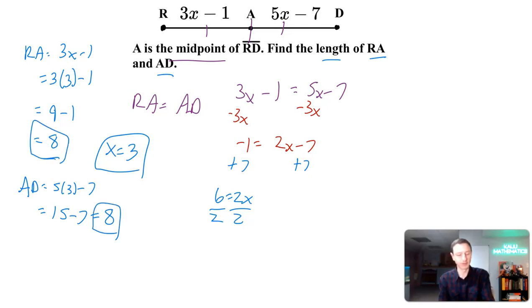So that's just a little bit of a check there to make sure we're doing things right. But you could also just understand that, well, A is a midpoint, so that means RA is going to be equal to AD, 8 and 8. There we go.